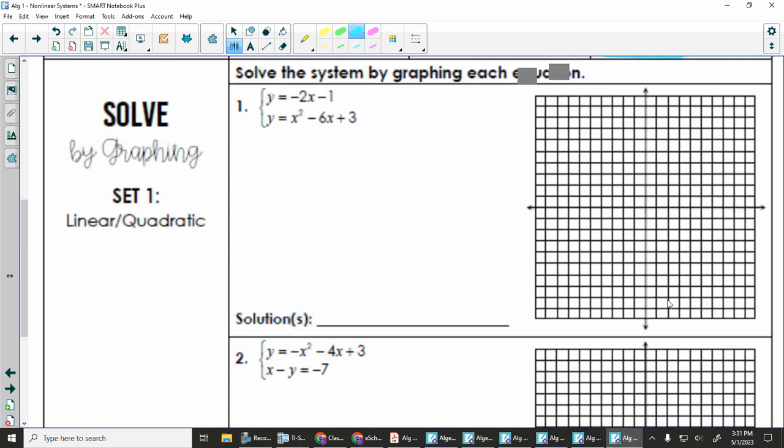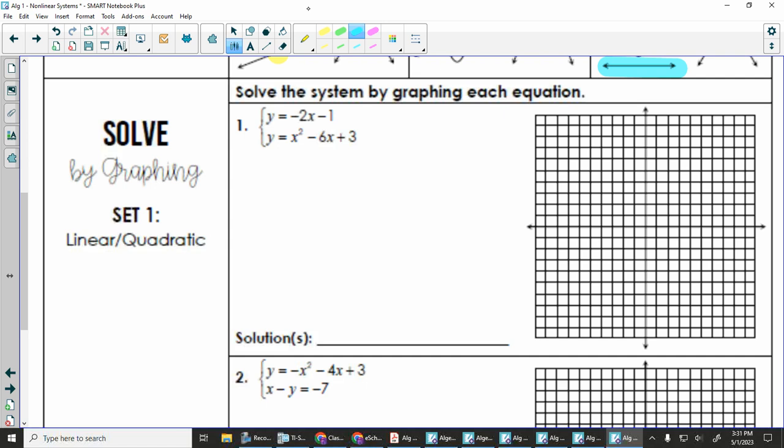Well, in this first set here, in question number 1, this is an example of a linear quadratic system. Because if you notice here, we have our equation y equals negative 2x minus 1. That is a linear function because it has a highest exponent of x to the first. Whereas our other equation, y equals x squared minus 6x plus 3, is a quadratic function because its highest exponent is squared, second power. Okay, so we're going to graph both of these, and we're going to utilize our calculator to help us.